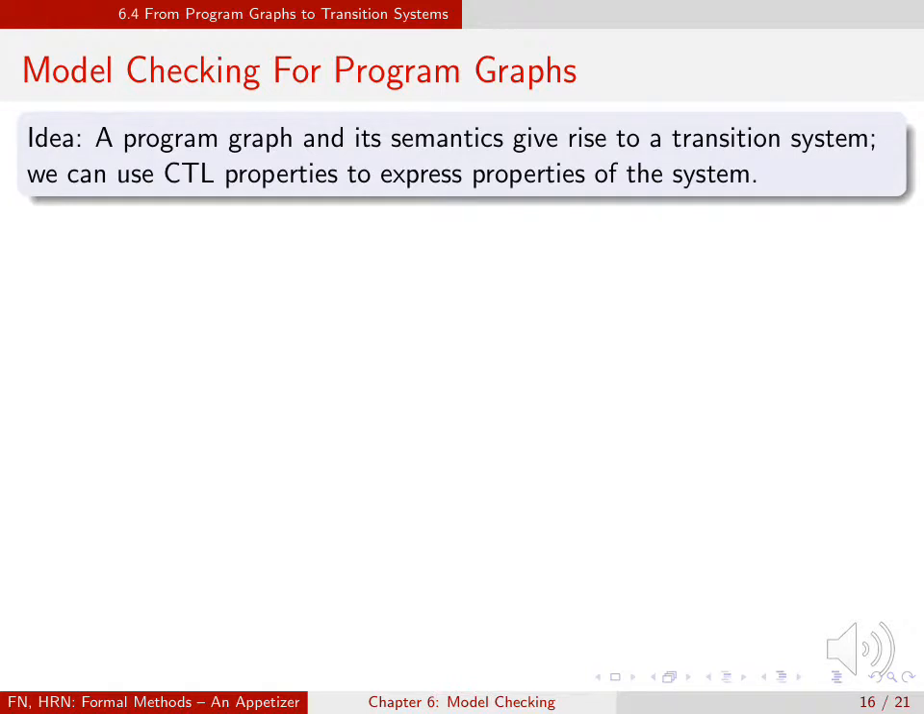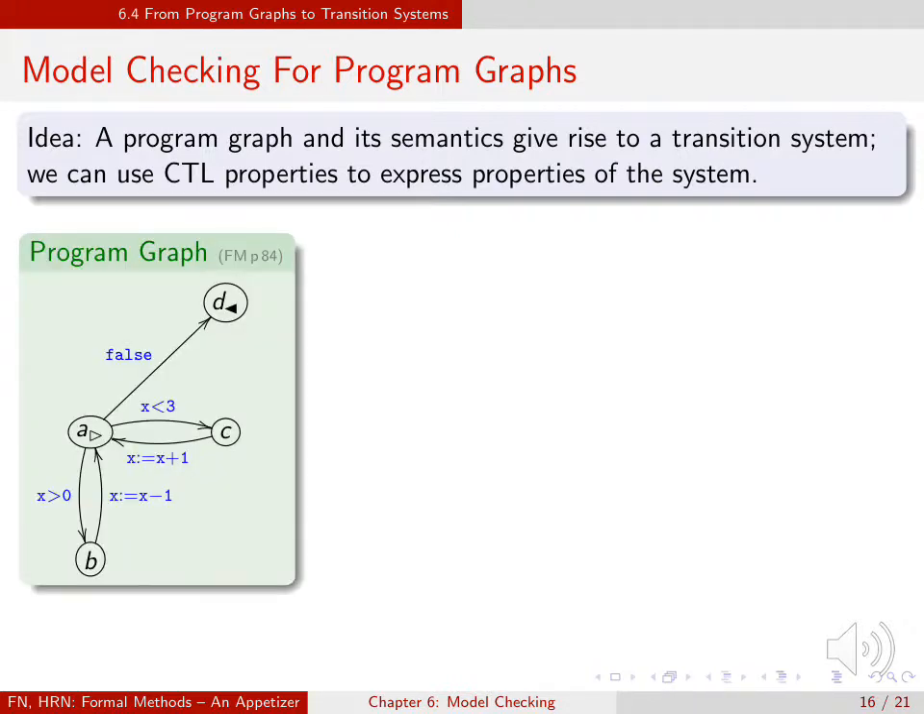We already said that the configurations that we looked at before, the pairs of a node in the program graph and a memory, correspond to the states, and that the execution steps are the ones that give rise to transitions. To be more concrete, let's take a look at this program graph. It has 4 nodes. Initial node A, final node D, and 2 other internal nodes B and C.